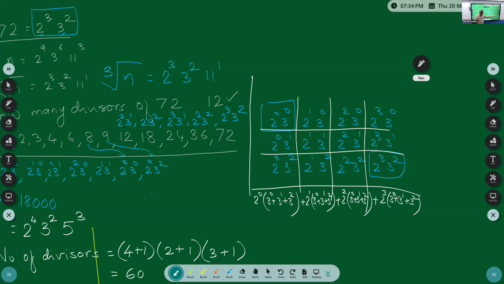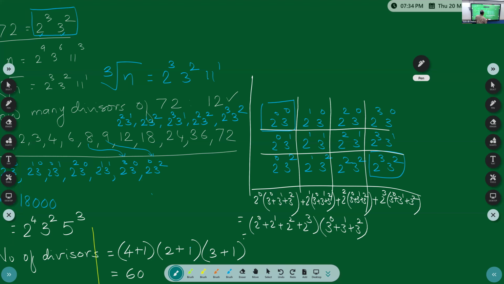This is still big and difficult. However, we can take a next step because every bracket is the same, arranged in a very disciplined manner. We can take the bracket common. So (2^0 + 2^1 + 2^2 + 2^3) multiplied by (3^0 + 3^1 + 3^2) is going to be your answer. And then we have to do the calculations.